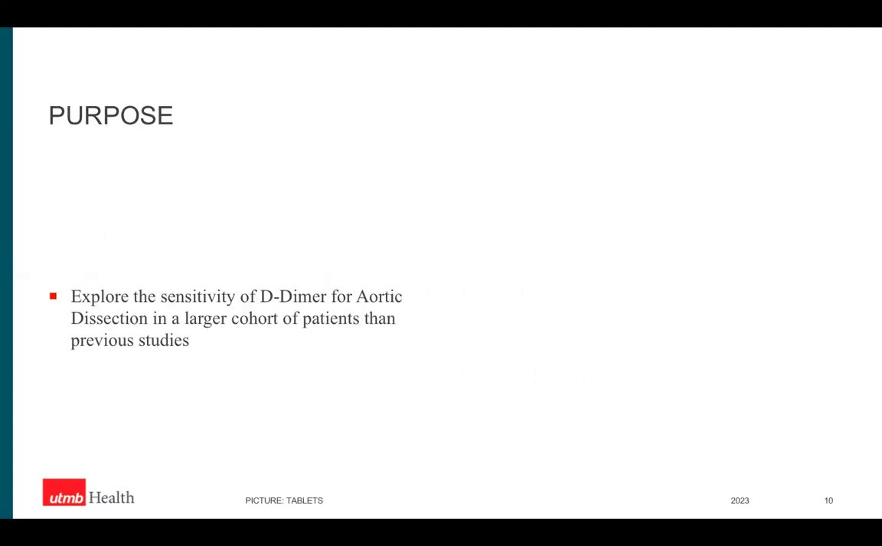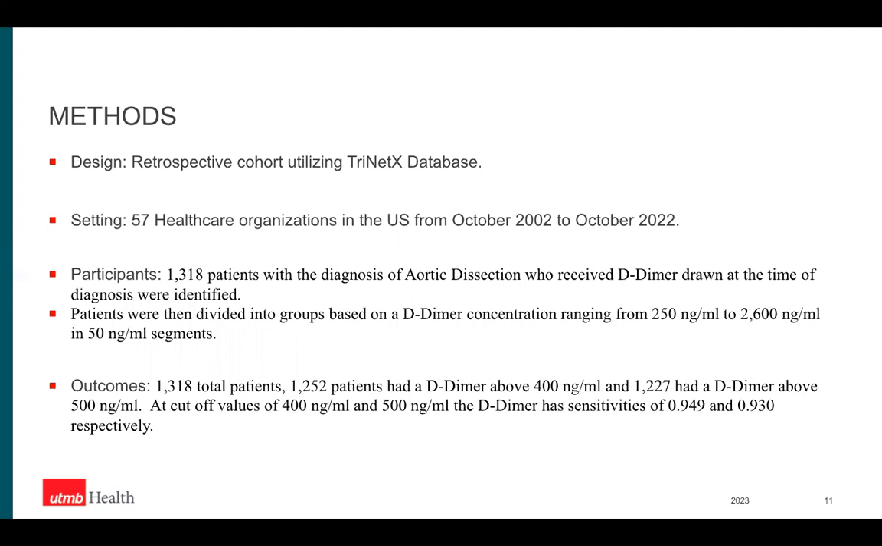So the purpose of our study was to explore the sensitivity of D-dimer for aortic dissection in a larger cohort of patients than had been previously studied. This was a retrospective cohort study using the TriNetX database. The database, which included 57 healthcare organizations in the US, was sampled from October of 2002 to October of 2022, and a total of 1,318 patients with the diagnosis of aortic dissection who received a D-dimer at the time of diagnosis were identified.